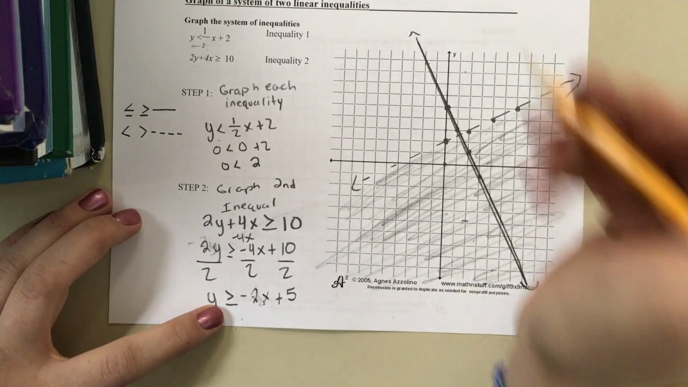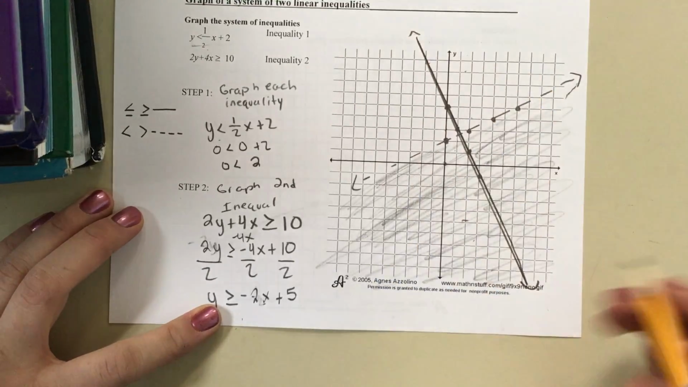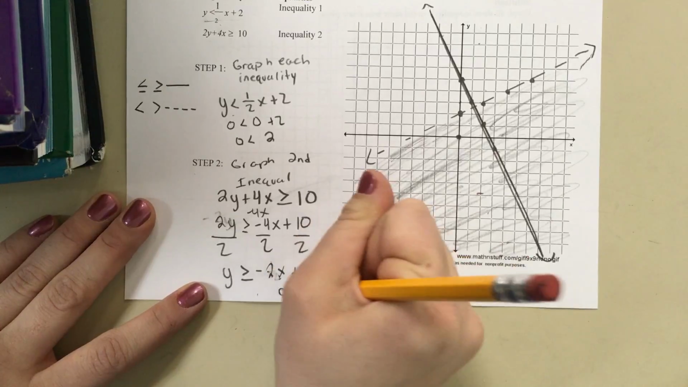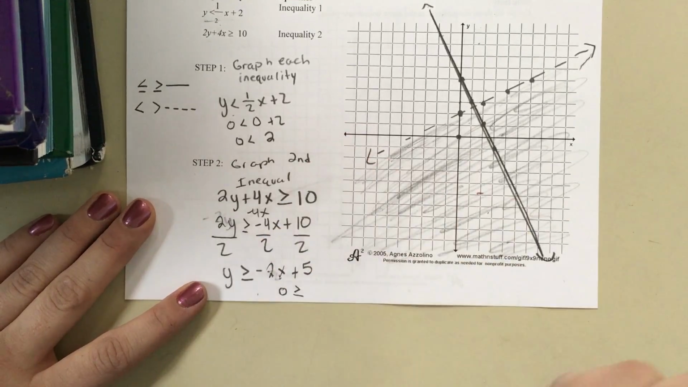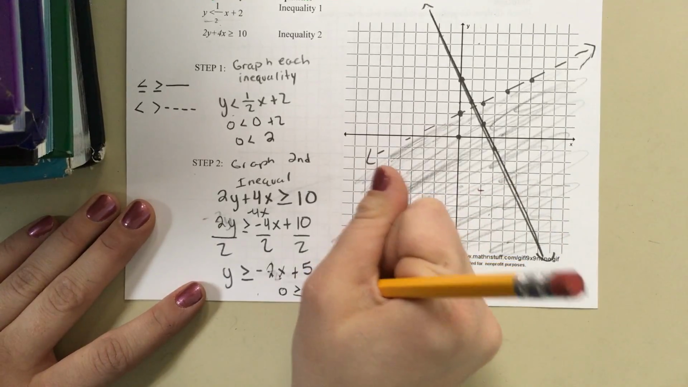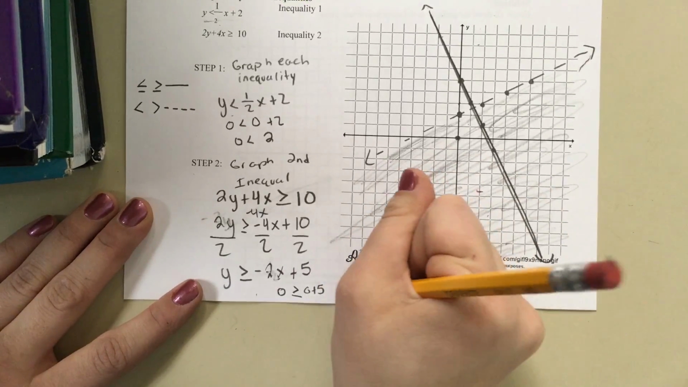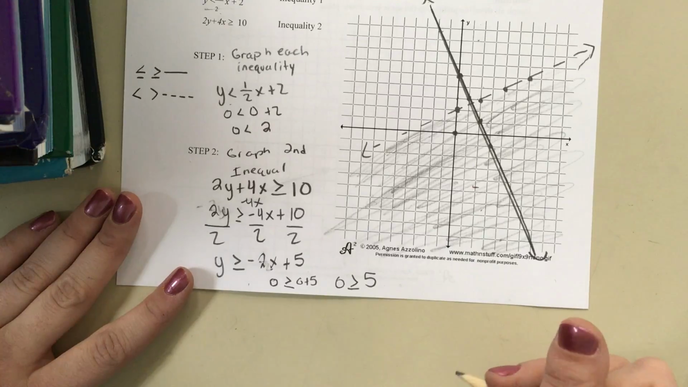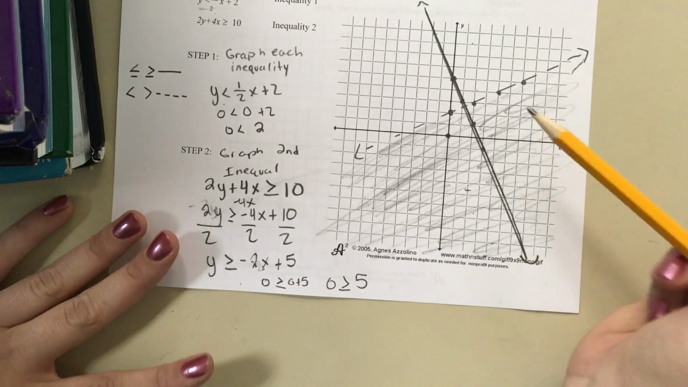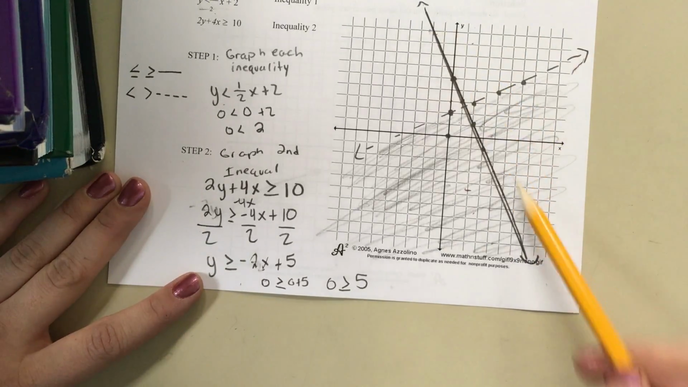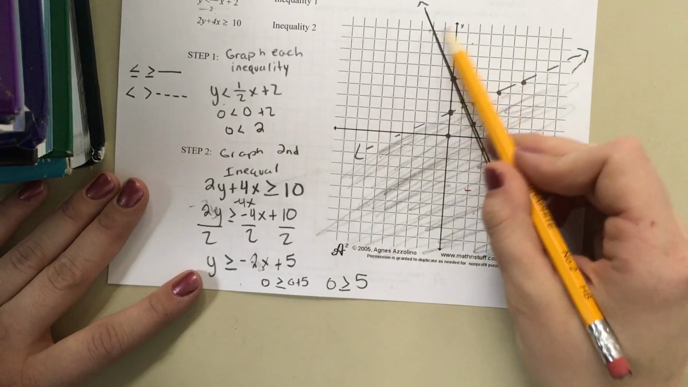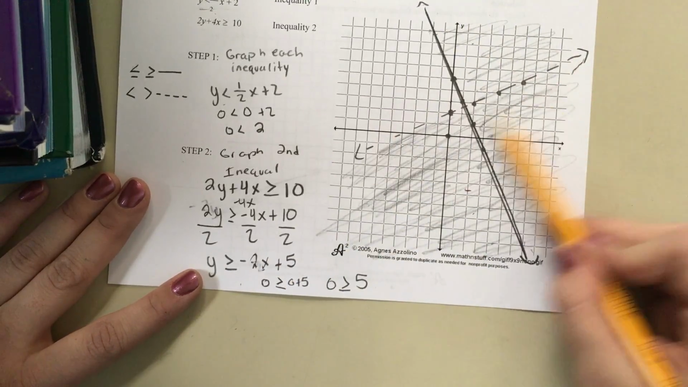So I'm going to pick a point again, focusing on this line. I will pick 0, 0 again. Here, I plug in 0 greater than or equal to negative 2 times 0, which is 0, plus 5. Is 0 greater than or equal to 5? No, it is not. So therefore, I will shade the side of this line that does not include 0, 0. So that's going to be this side over here.